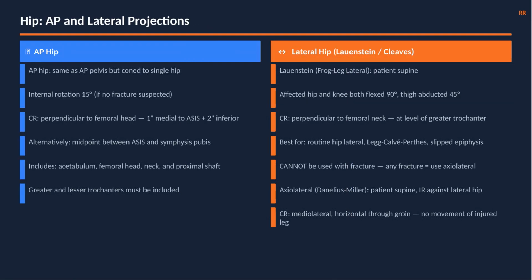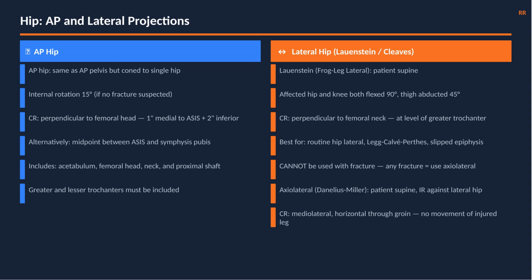AP hip. Same positioning as AP pelvis but coned to a single hip. Internal rotation 15 degrees if fracture is not suspected. CR 1 inch medial to the ASIS and 2 inches inferior. Alternatively, centered midway between the ASIS and the pubic symphysis. Must include acetabulum, femoral head, neck, and proximal shaft. Greater and lesser trochanters both included.